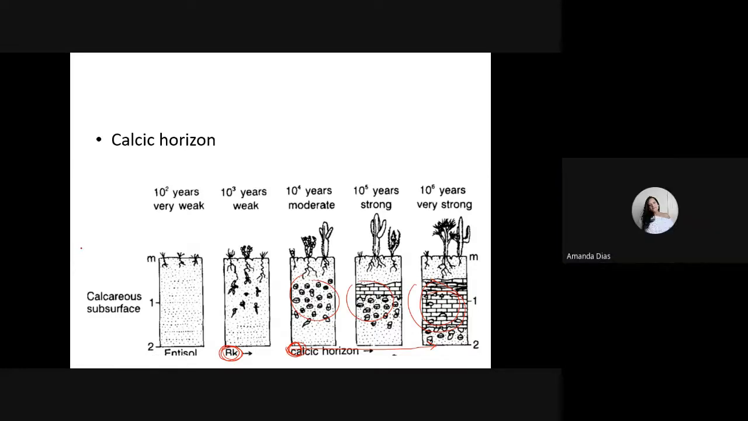Okay? And the presence of the calcic horizon is important to measure the time of formation of the profile, okay?